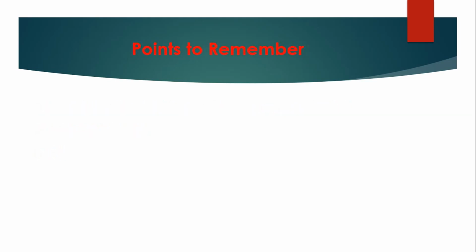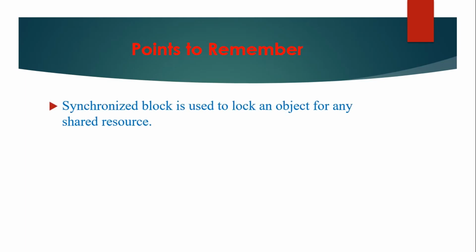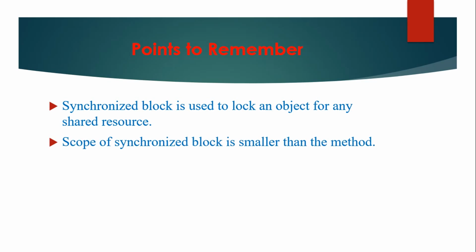Here are some points to remember about the synchronized block. A synchronized block is used to lock an object for any shared resources. If we want to lock the object for any shared resources, we can use a synchronized block. The second thing is that the scope of a synchronized block is smaller than the method. We all know that a synchronized block is used for short computing, so its scope is also smaller than the method.